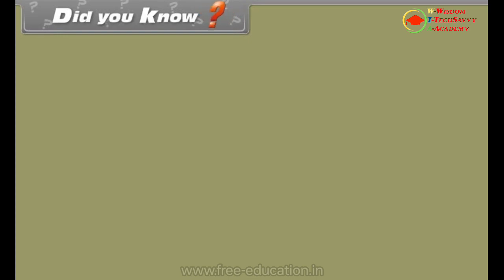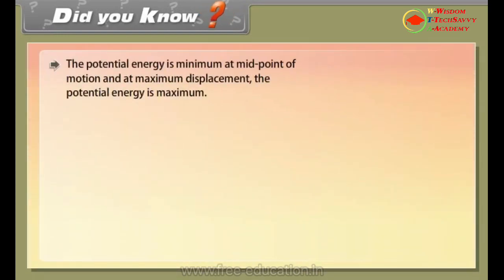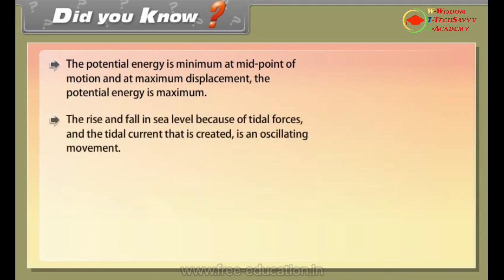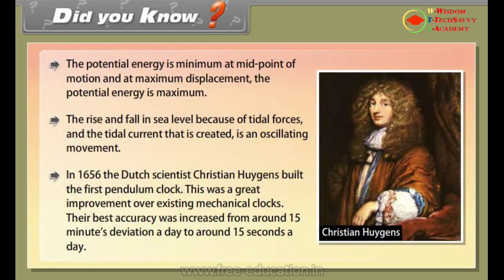Did you know? The potential energy is minimum at the midpoint of motion and at maximum displacement, the potential energy is maximum. The rise and fall in sea level is because of tidal forces, and the tidal current that is created is an oscillating movement. In 1656, the Dutch scientist Christiaan Huygens built the first pendulum clock. This was a great improvement over existing mechanical clocks. Their best accuracy was increased from around 15 minutes deviation a day to around 15 seconds a day.